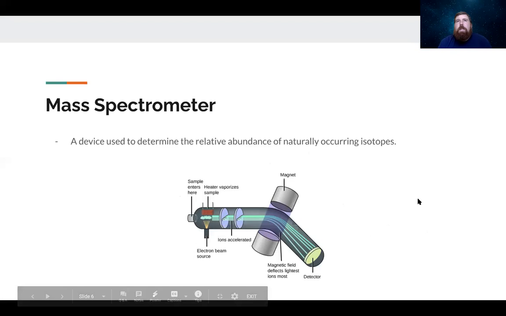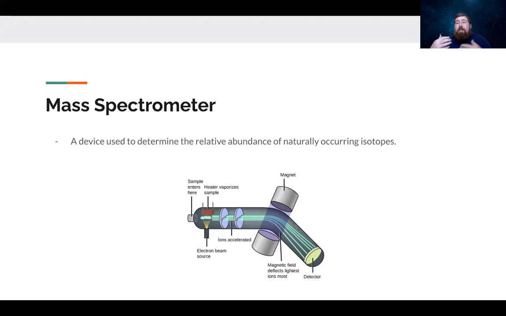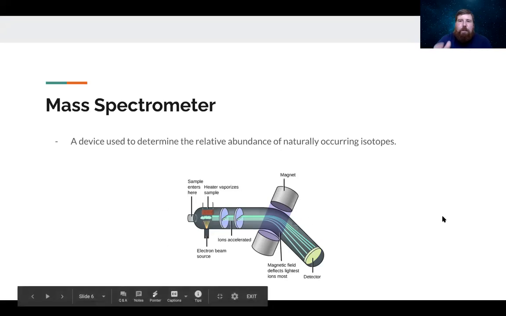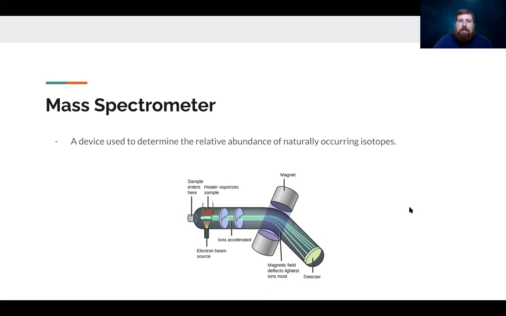Well, we need to understand that mass spectrometers are devices that allow us to determine the relative abundance of these isotopes that exist in nature. So for example, if I were to take a sample of potassium rock that I found on a walk out in nature, which I wouldn't be able to do because potassium is highly reactive, but let's say I found a rock of potassium. I could put it in my mass spectrometer, and it could tell me the relative abundance of each isotope that existed in that rock. How it works is not important for you to know. You just need to know that this device does that.